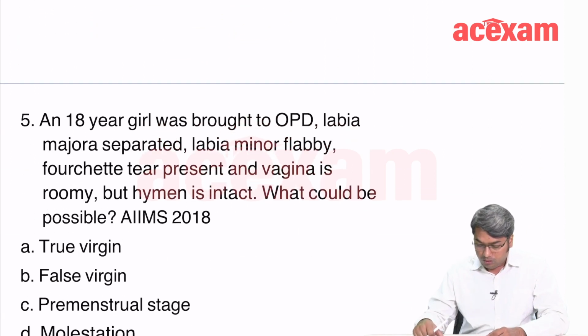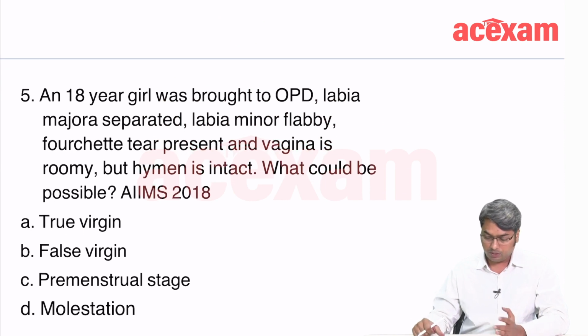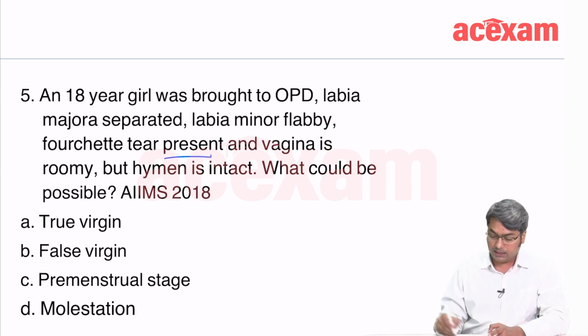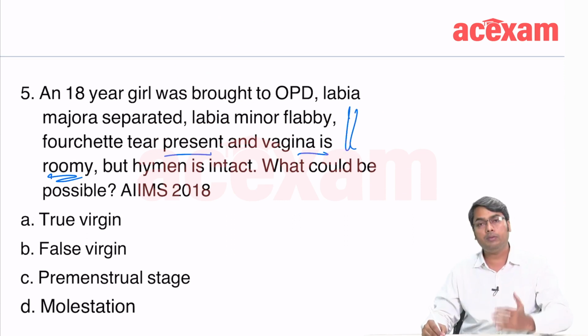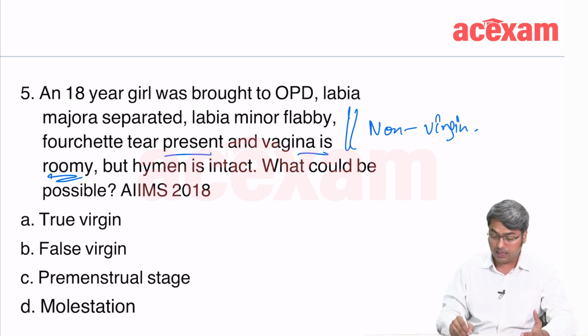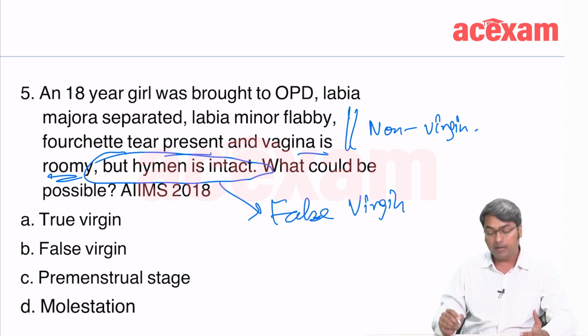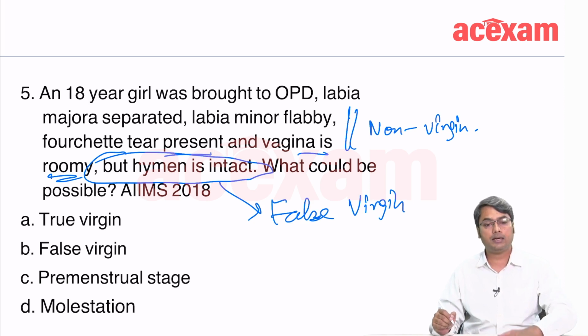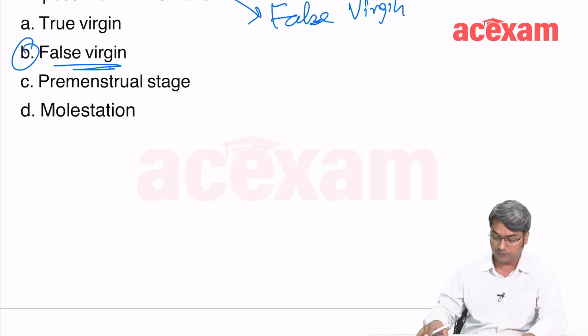An 18-year-old girl was brought to OPD. Labia majora separated, labia minora flabby, fourchette tear present and vagina roomy. All these are features of a female who has experienced sexual intercourse, features of a non-virgin. But the hymen is intact. When does this occur? This occurs in a case of a false virgin. The hymen is intact, but all other features are those of a non-virgin. So here the answer is false virgin.